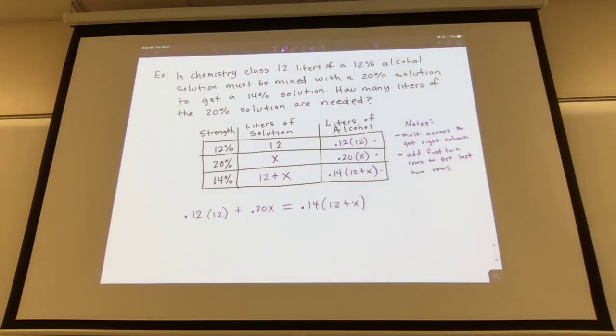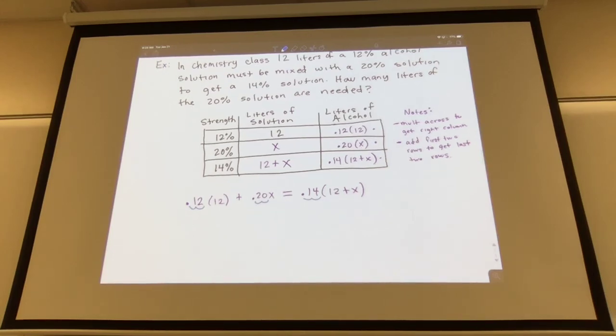You can see that there is a decimal place in all three of those. So to get rid of the decimals, I can multiply through by 100 to everything. As long as you do it to everything in the problem, you're not changing the value. If I move this one two, this one two, this one two, multiplying everything through by 100, I'm just going to be working with 12 times 12, 20 times x, 14 times 12 plus x. That's not required, but it's just going to make the algebra simpler.